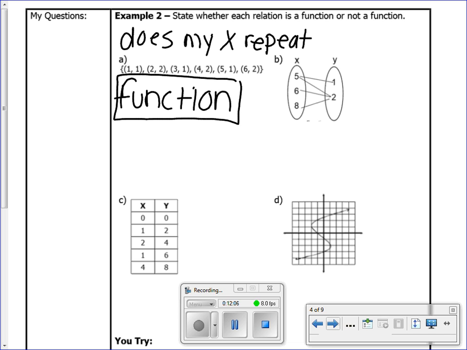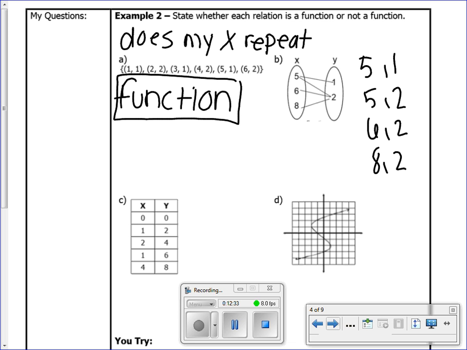Letter B, we have a representation of a mapping. In a mapping, your first circle is always your x's, your second circle is always your y's. When you have arrows coming off, it's mapping to a particular y value. 5 is being mapped to 1, and it's being mapped to 2. 6 is being mapped to 2, and 8 is being mapped to 2.